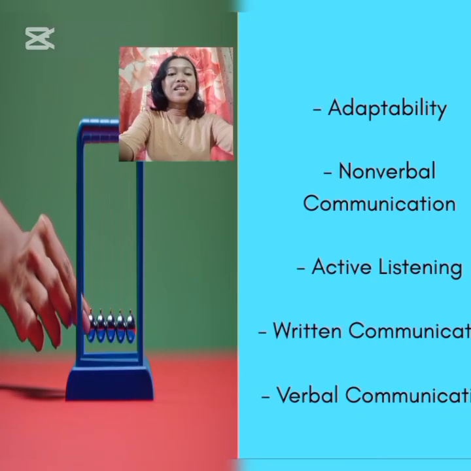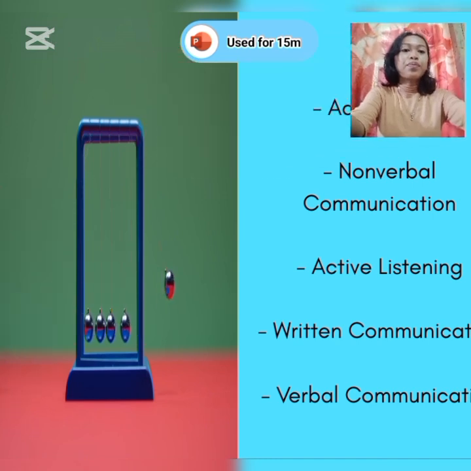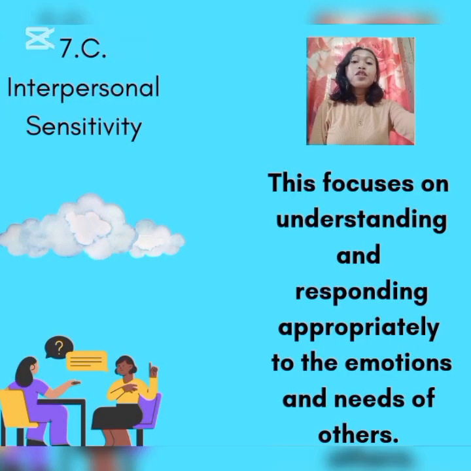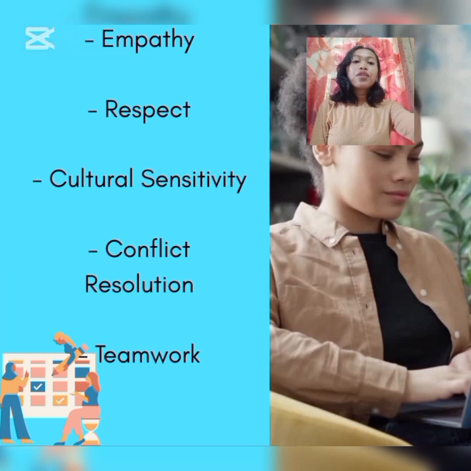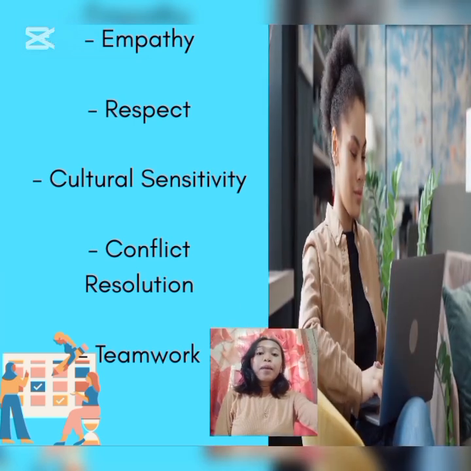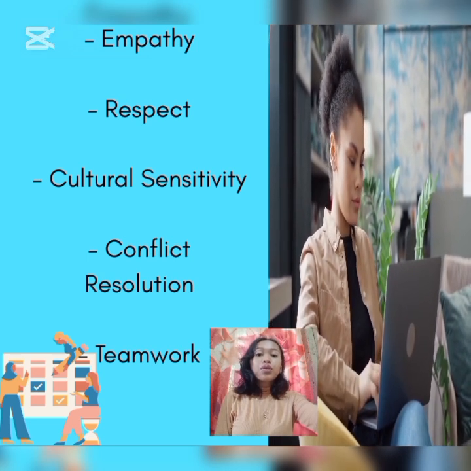Now let's have the third competency standard. We have 7.C interpersonal competency. This focuses on understanding and responding appropriately to the emotions and needs of others. So here are the key aspects: empathy, respect, cultural sensitivity, conflict resolution, and teamwork.